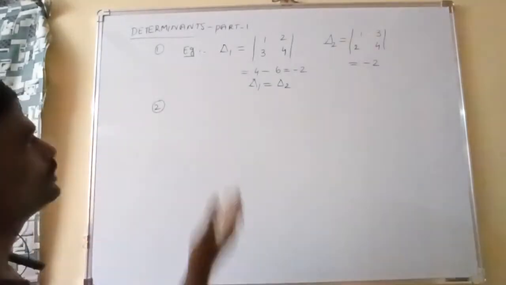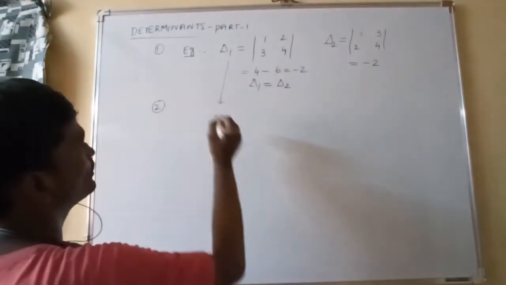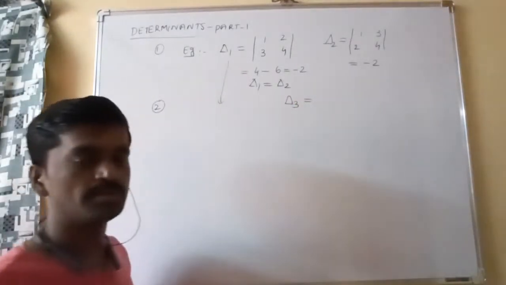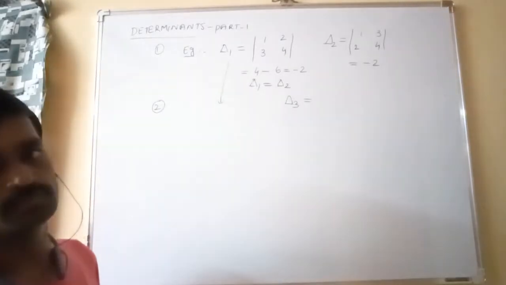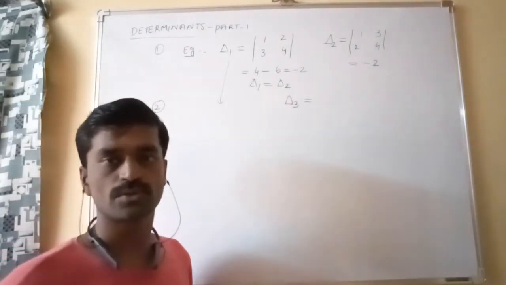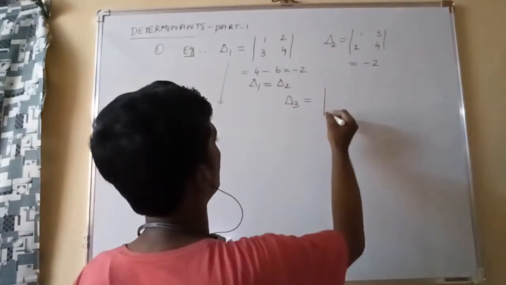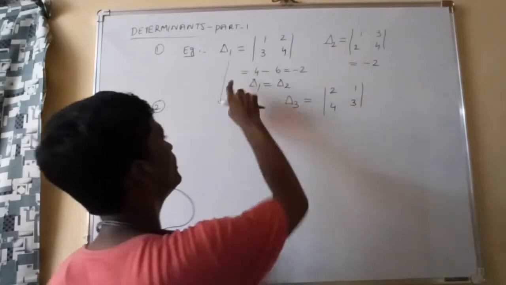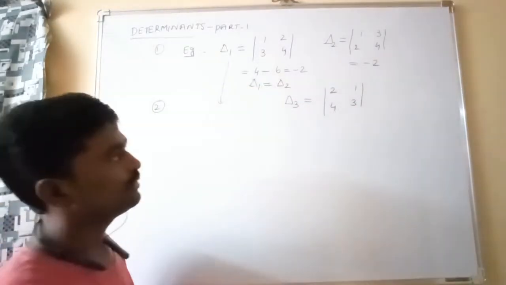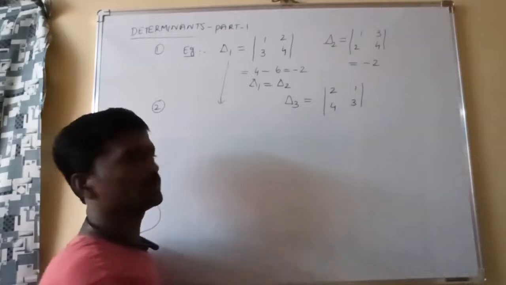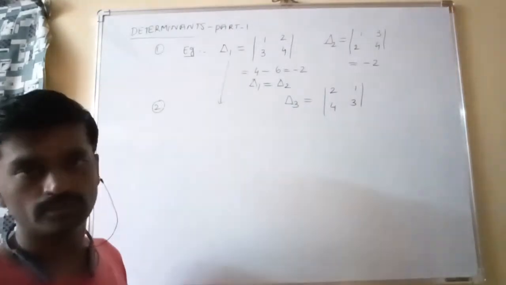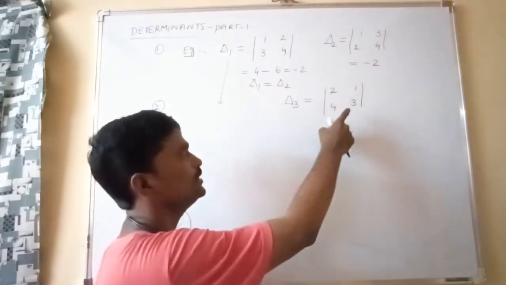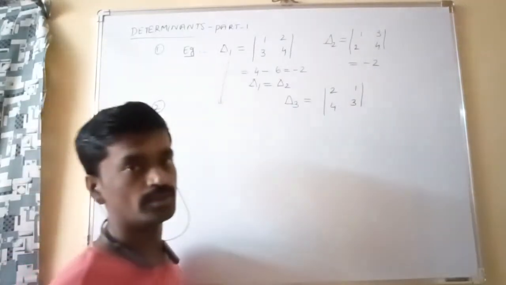Take the same example, delta 1, and I am taking delta 3 by interchanging column 1 and column 2, or you can interchange the first row and second row. If I interchange column 1 and column 2, what I will get? 2, 4, 1, 3. Delta 1's value is minus 2. Now delta 3 is obtained from delta 1 by interchanging column 1 and column 2. Because here you got minus 2, sign changes means you need to get plus 2. Check.